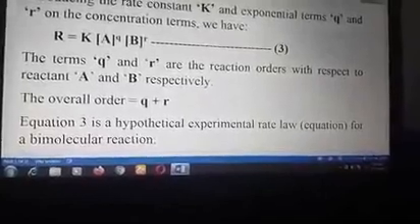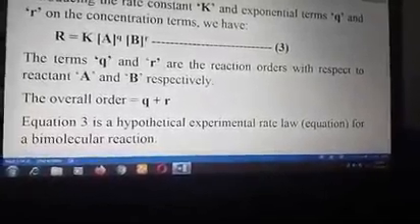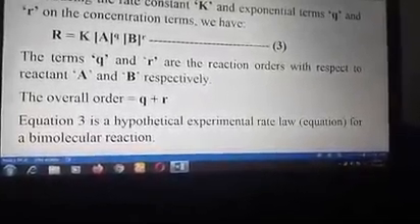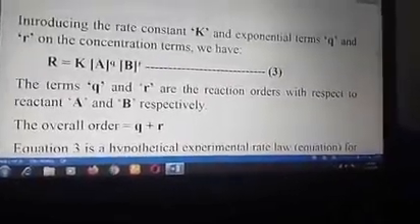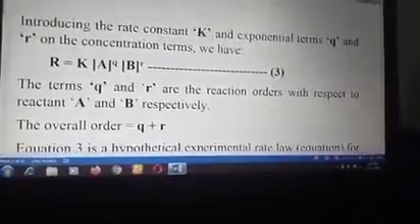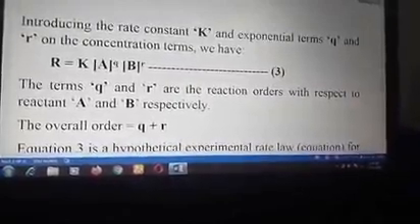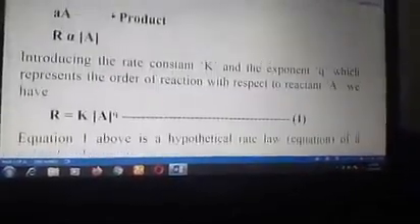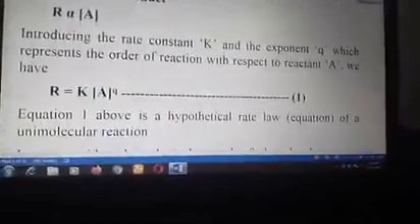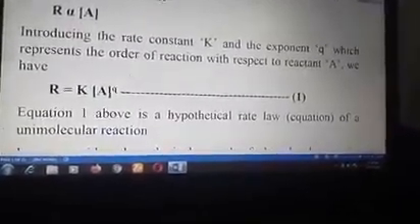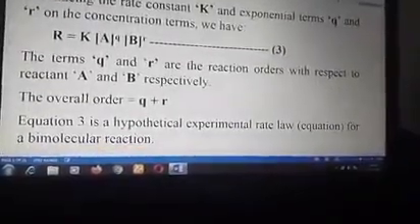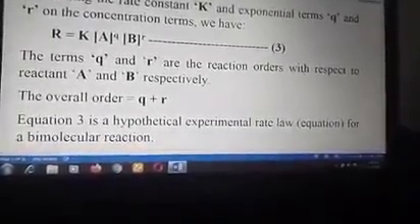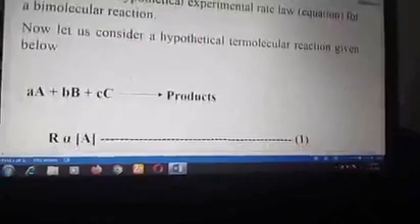So equation 3 is the hypothetical experimental law for a bimolecular reaction. Equation 3 here represents a rate law for a bimolecular reaction, while equation 1 represents the rate law for a unimolecular reaction because it involves only one reactant particle, and then equation 3 involves two reactant particles. That is the bimolecular reaction involving two different substances.